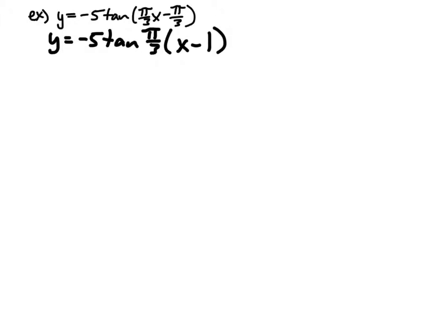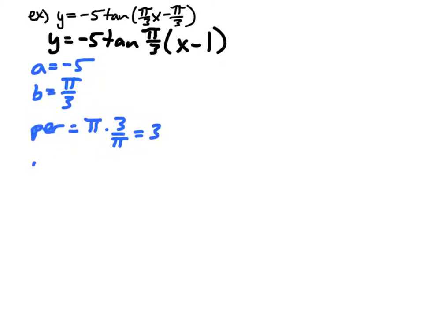Okay, now I start labeling the things that I know. A is -5. So this time, this graph is going to decrease because it's negative. B is equal to pi over 3. The period is pi over 3, right? So that's the same thing as pi times 3 over pi. So what's the period? 3. With an increment of 3/4. Okay, this time we have an h. H is equal to +1, and the k is 0.